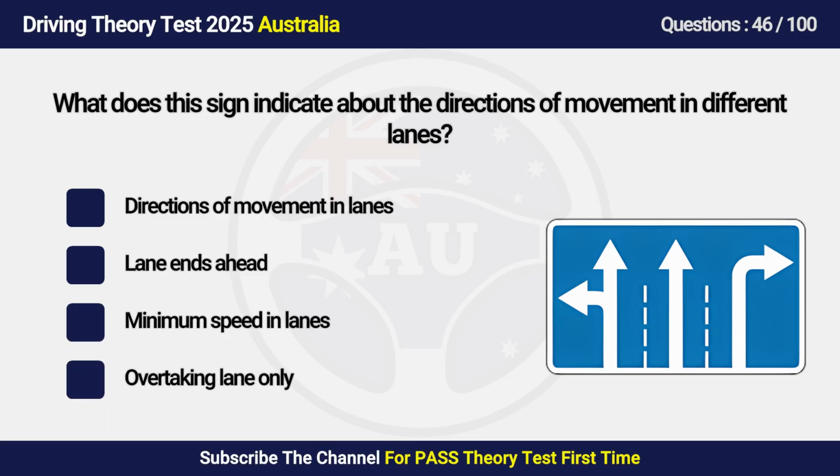A. Direction of movement in lanes. B. Lane ends ahead. C. Minimum speed in lanes. D. Overtaking lane only.